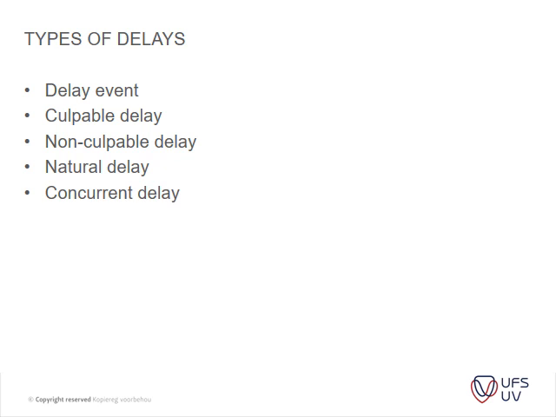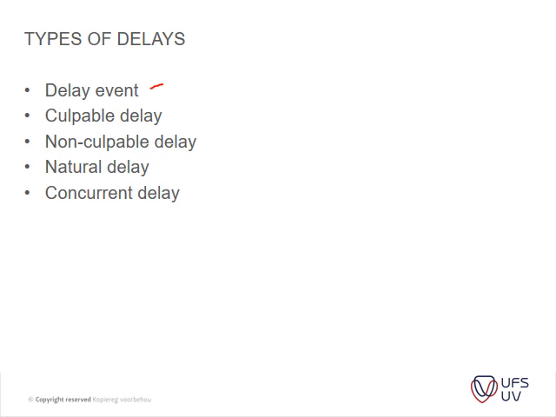Then we focus on your type of delays. You've got your delay event, which is, if you go on page 360, you will see your delay event. It refers to something that happens or a set of circumstances that arise that lead to a delay. The delay event may be the responsibility of the employer or the contractor, or may be beyond the power of either party. Okay, so that's a delayed event. It's an event that causes the delay.